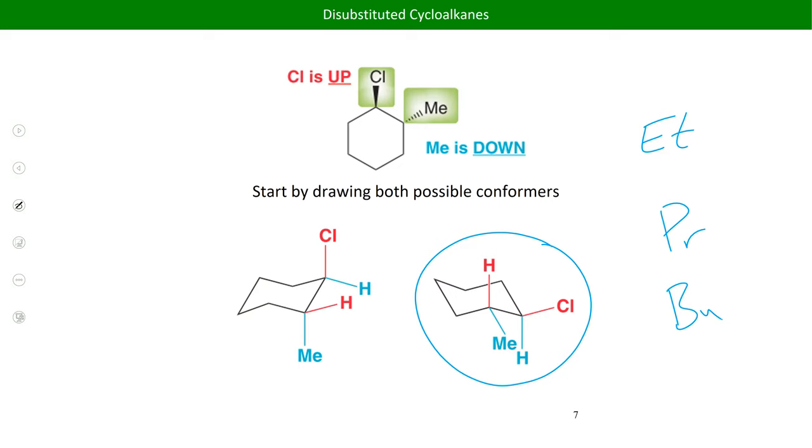So as far as them being, this is a trans, right? If you're ever unsure, if you have it drawn as a flat skeletal structure, you can go back to this. That's easy to see, right? You look at these two, pointed straight up, pointed straight down, relative to the rest of the ring. So if this one was cis, would it be more stable to have the methyl group in the equatorial based on that? That's a perfect one to look at.